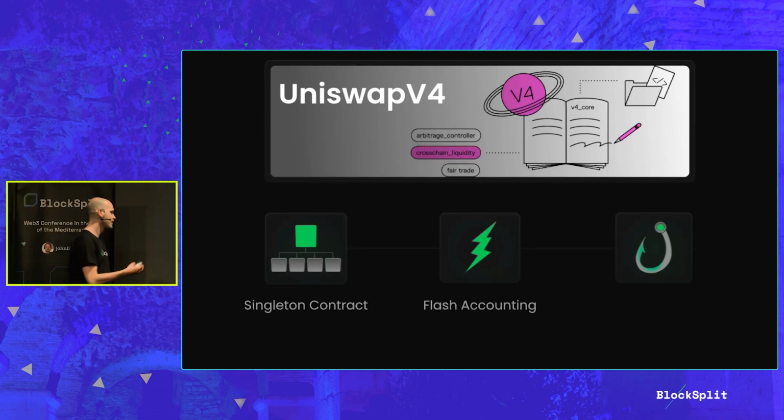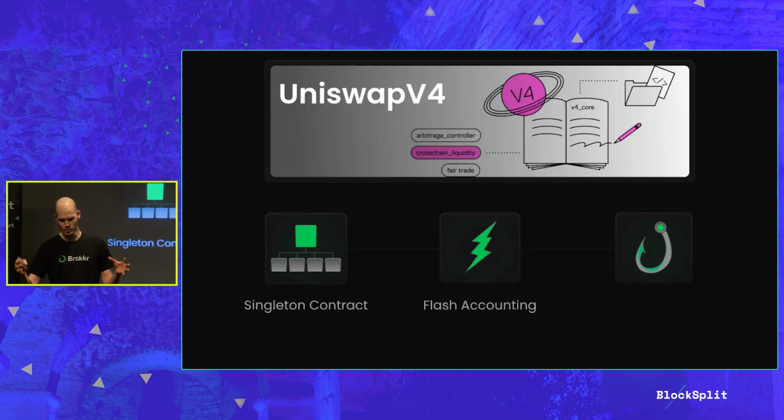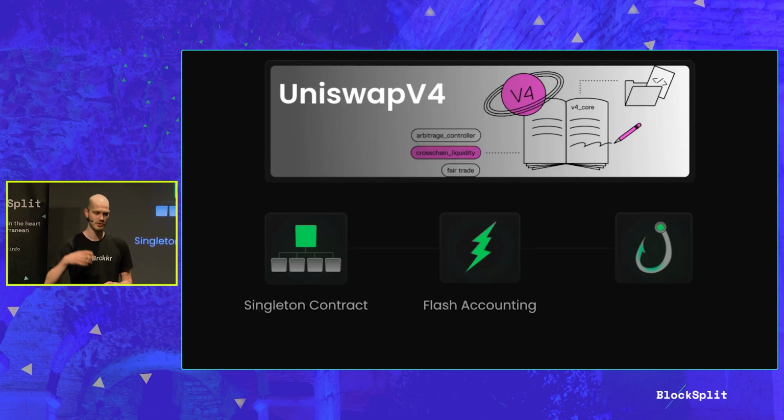Then we also have flash accounting. What's flash accounting? It's basically you can bundle transactions together. So let's say you have only Ethereum, but you want to provide liquidity in Ethereum USDC pool. What flash accounting would do, it would allow you to do a swap and provide liquidity in one transaction. And this also benefits with gas fees, in that they're lower.